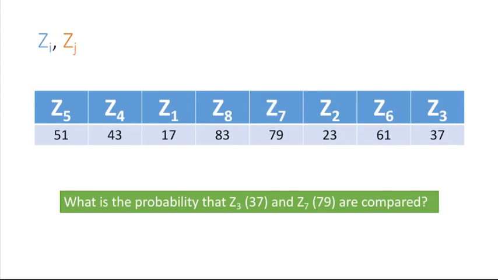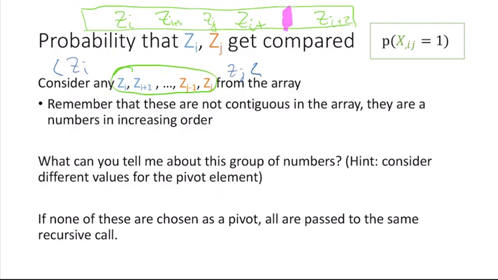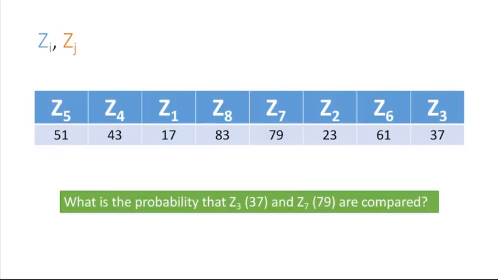So given that, we only need to consider the case where one of them is chosen as pivot. Because for all other cases, they get passed to the same recursive call together, and we only need to consider the case where something in this range gets selected. Okay, so looking at just the values in that range, in particular, we're going to have i equal to 3 and j equal to 7.